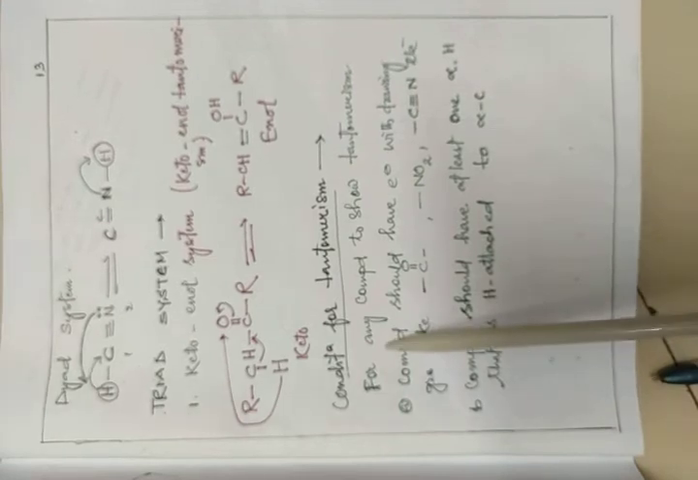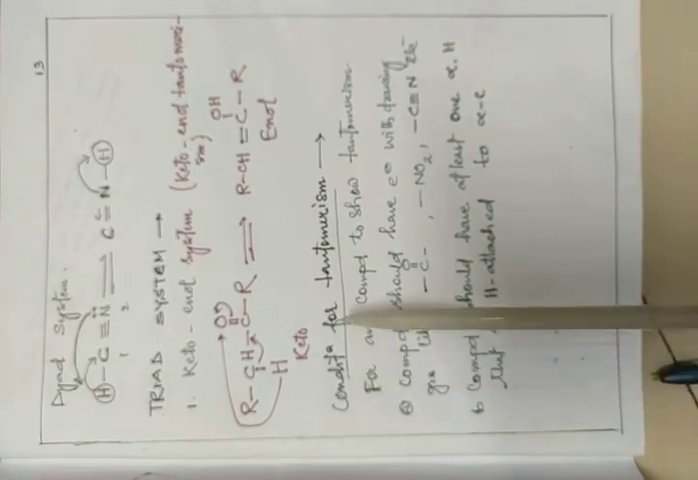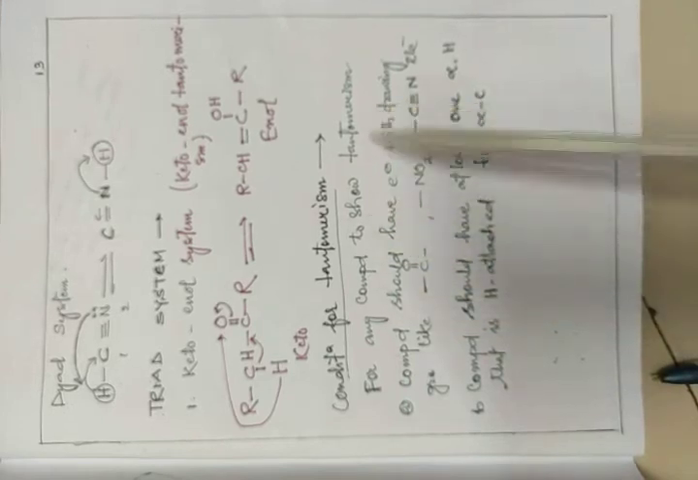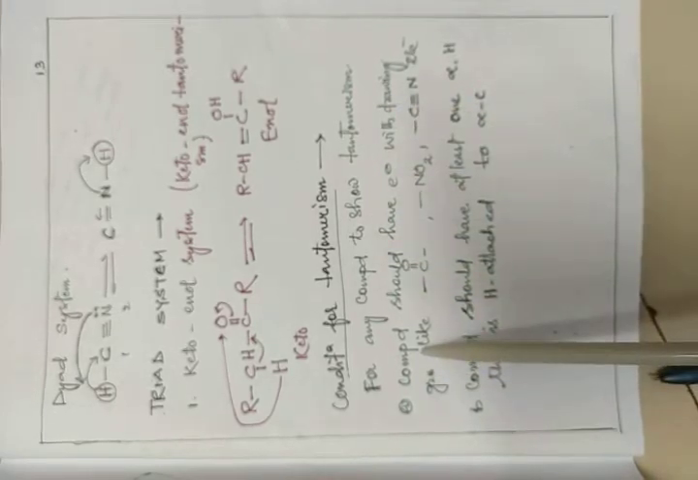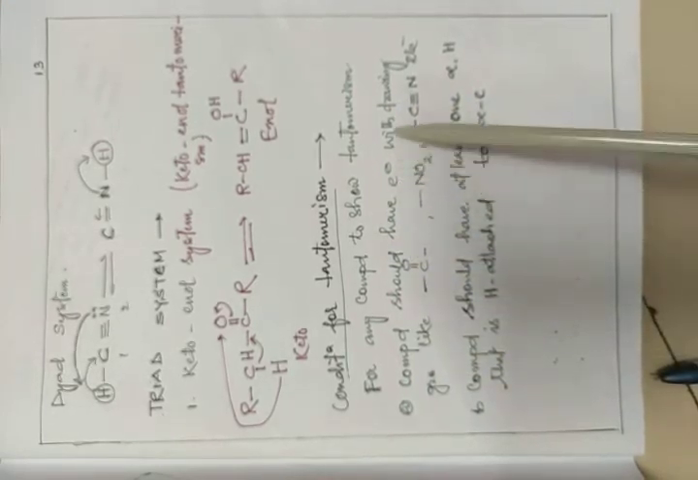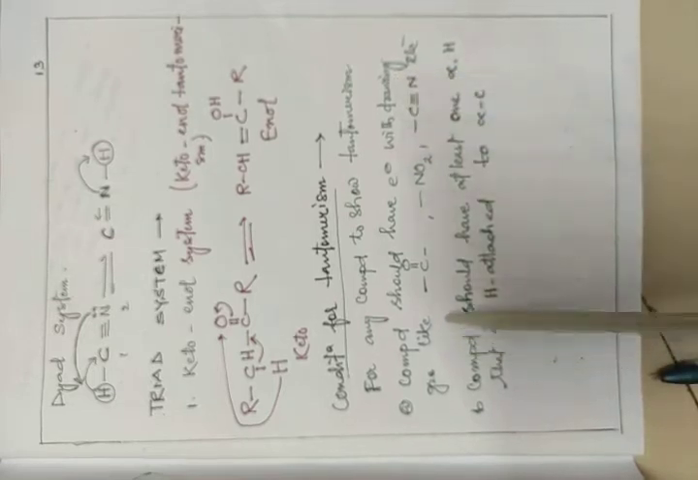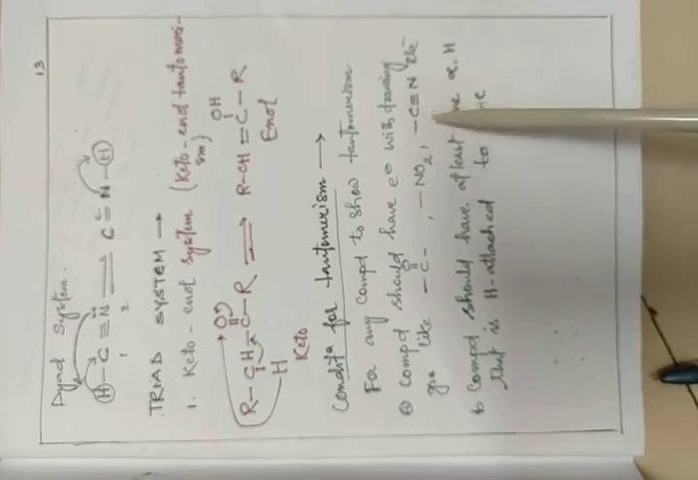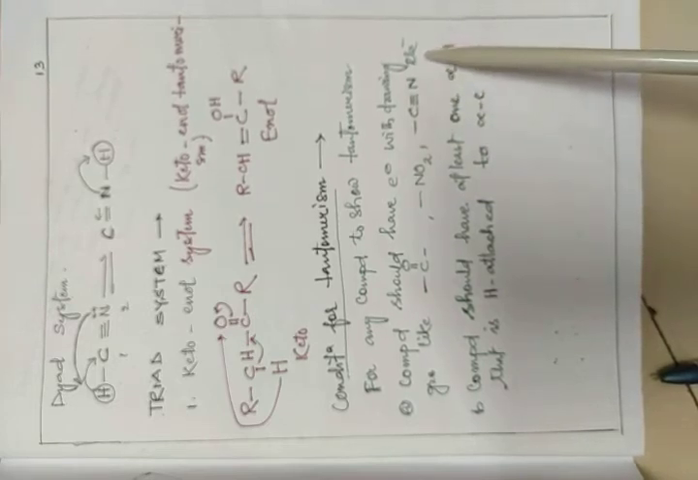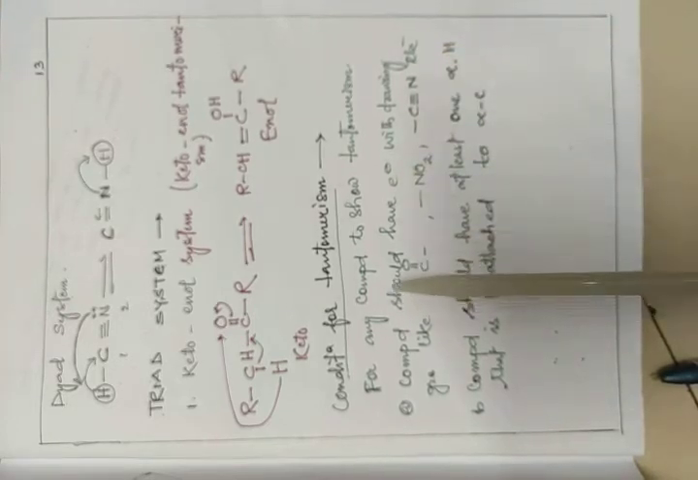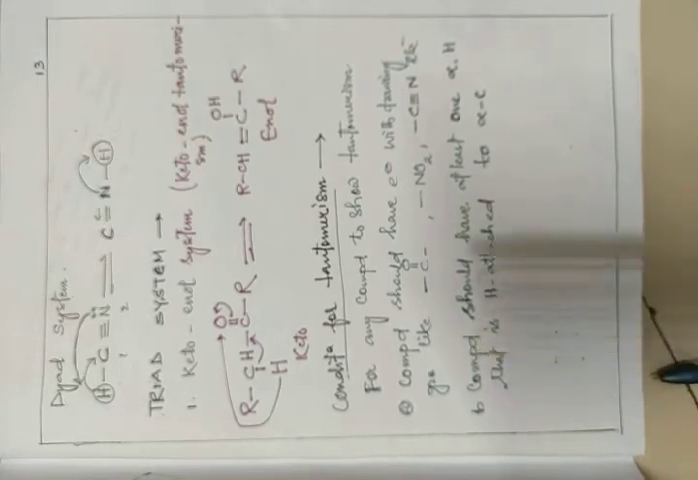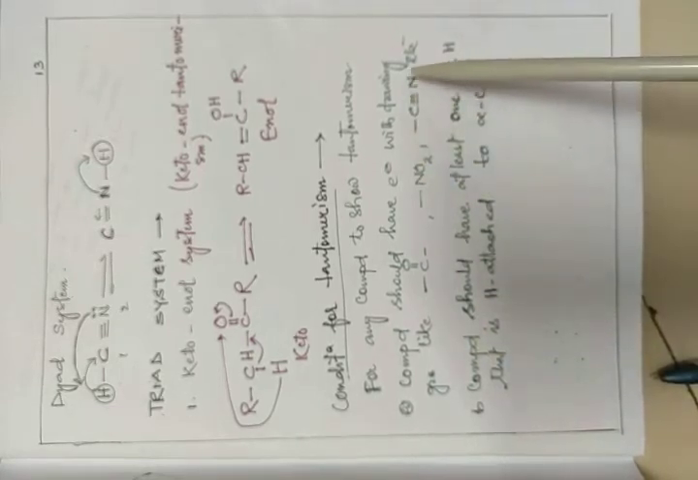So the conditions for tautomerism: for any compound to show tautomerism, the compound should have an electron withdrawing group, like a carbonyl compound, nitro compound, then cyanide, etc. In that case we can do the tautomerism. So the compound should have an electron withdrawing group only.